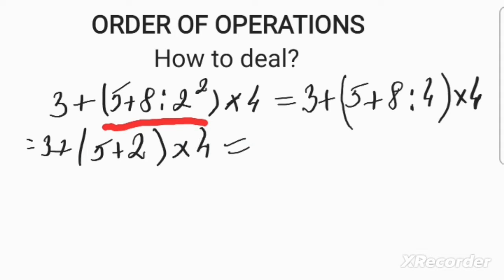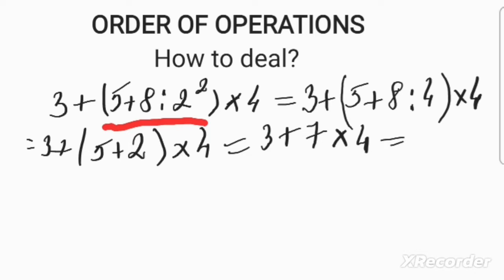We'll stay in the brackets also because we haven't finished with the brackets. So let's copy one more time. 3 plus. In the brackets we have only one operation. So we will do 5 plus 2, which is 7. Now the brackets disappear. Yes? Multiply by 4 equals.